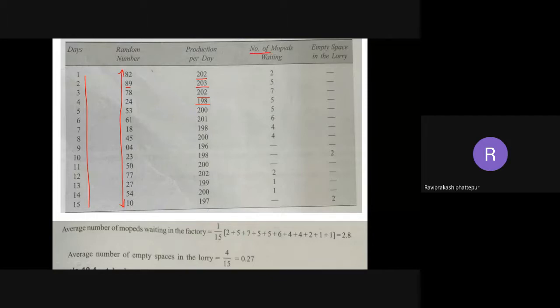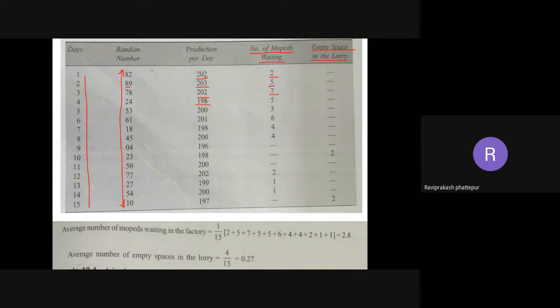Next, number of mopeds waiting. When will the waiting happen? When we are having more than 200 production. When we produce more than 200, then only will the mopeds be waiting. Empty space in the lorry will be there when we are producing less than 200. The first one is 202, we are producing 2 extra, so there will be 2 waiting. Here it is 203, so 3 plus 2 is 5. Then 5 plus 2 again is 7, and so on.